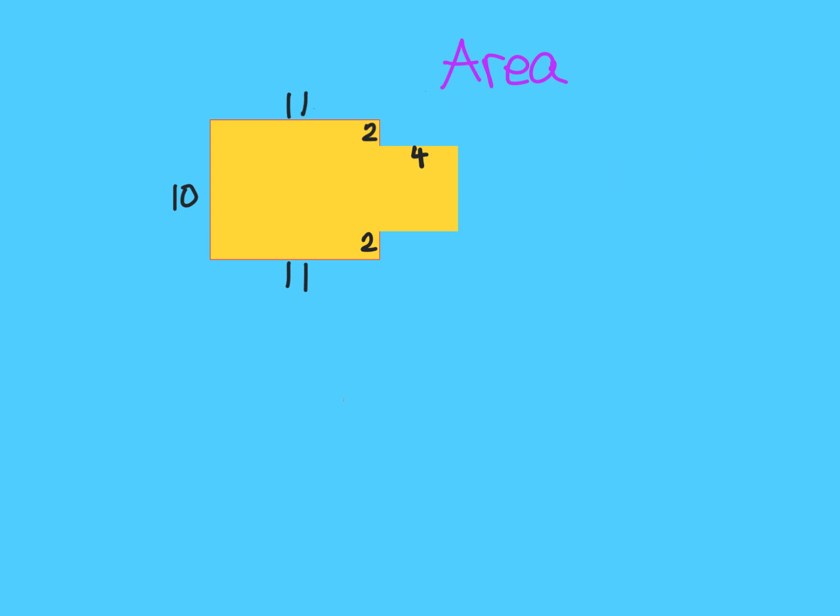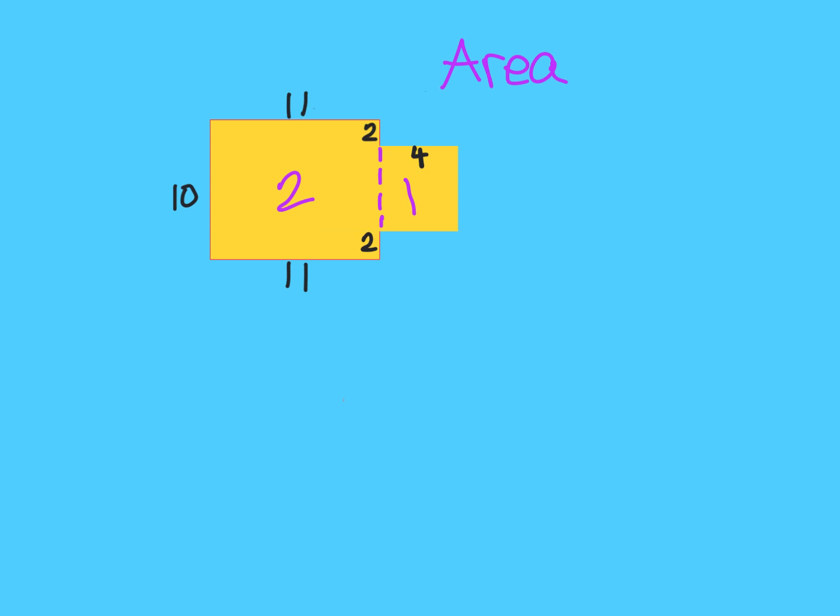So for this shape right here, we have a couple of options. We're going to cut it into two different rectangular shapes. So what I mean by cut it is that we're going to break it apart so that we could find the area of both of these shapes and then combine it for the total area. Okay. We're going to call this section 1, and we're going to call this section 2.